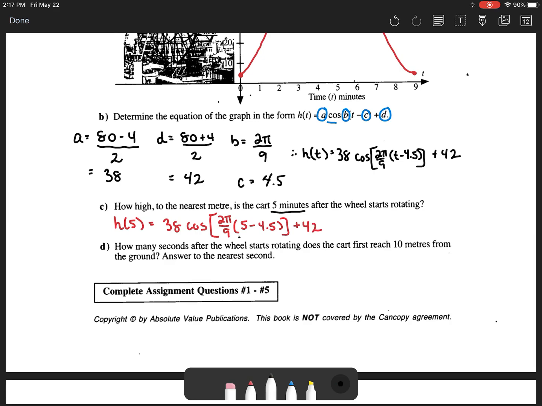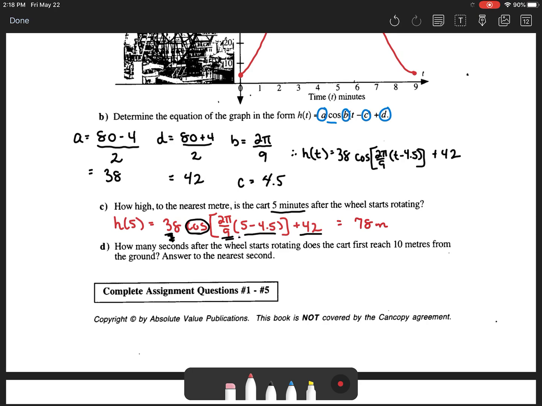Again, your calculator should be in radian mode, and the calculations in order will be what? Well, you're going to do 5 minus 4.5 first, multiply that then by 2 pi over 9, take the cosine of that whole value in the brackets, multiply by 38, and then finally add 42. When you do that, what do they ask me to round to here? To the nearest meter. So just your standard rounding rules. Above 0.5, we round up. Below 0.5, we round down. So this will take me to 78 meters. That's the answer.